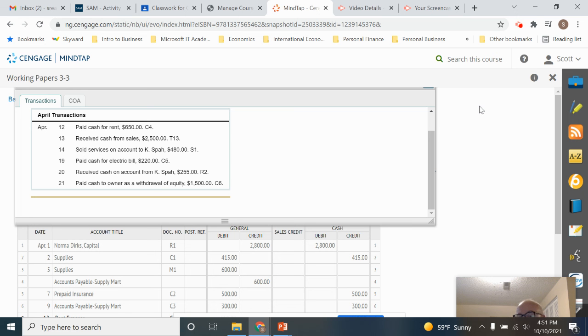Okay, there is our work together piece. You'll now do the on your own in Working Papers 3.3, which is the only assignment for this particular section of the chapter. Let me know if you have any questions.